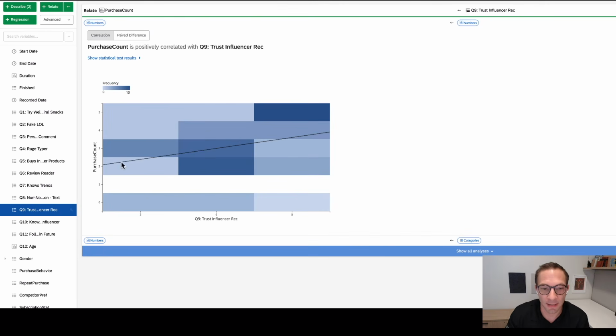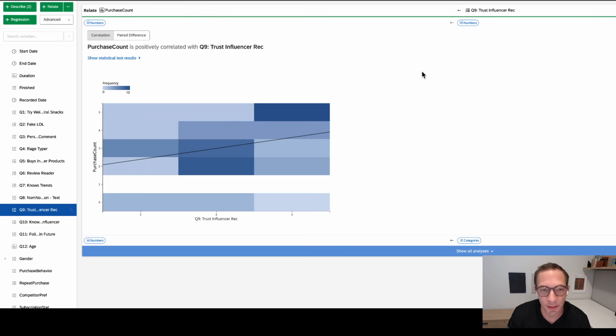And right here, what's nice is, as we talked about in the last video, here's our slope, all right? So you could tell just from this that it's positively sloped, right? But you'd also want to take into account a p-value, of course. So this is sloping upward, but is it significant? Is it something that you can rely on, or is it something that's highly due to chance? But we know already that it's going to be a significant p-value because of this sentence. Purchase count is positively correlated with Q9, the trust the influencer has. So we know we're going to have a significant p-value.